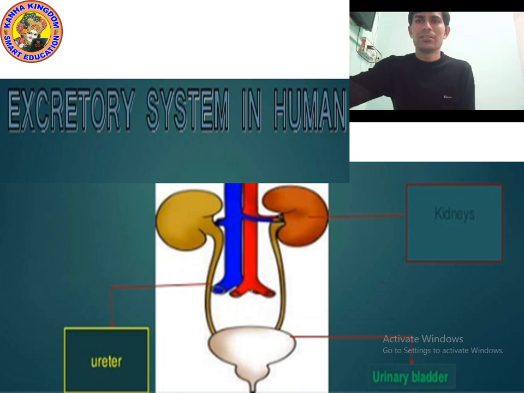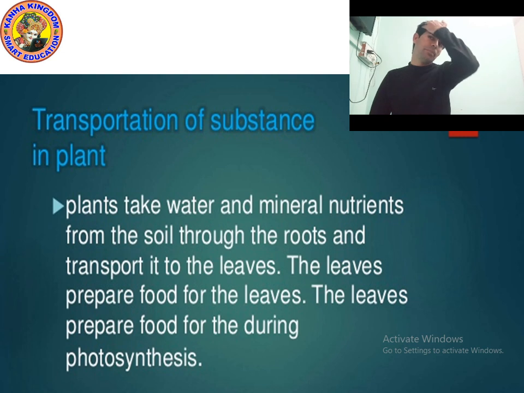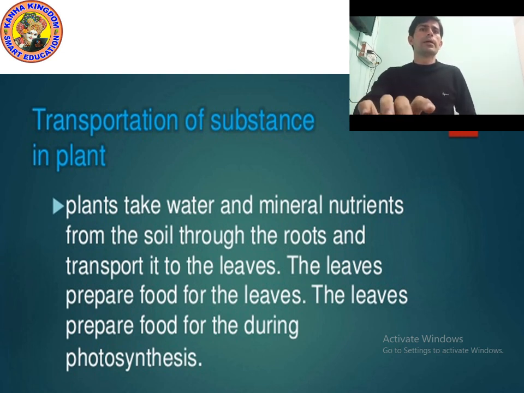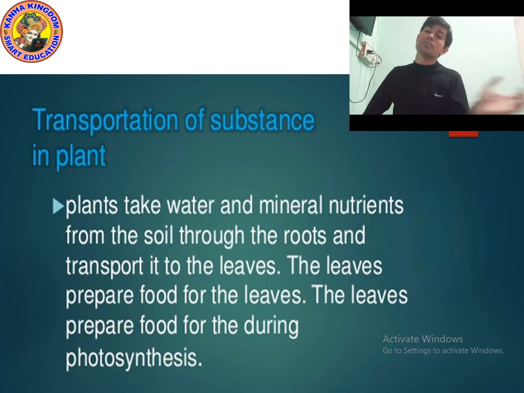Let's move on to the next point. Okay, transportation of substance in plant. So kids, you know that in the human body, the blood vessels help to transport the substance. Yes, in the blood vessel, blood is actually a medium. Through blood, the digested food, oxygen, carbon dioxide are transported. Okay, the blood flows into blood vessels.